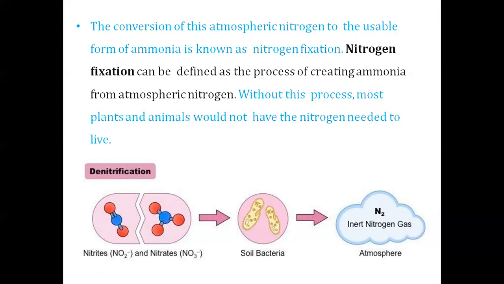It is the reverse way, you can say. This is the same concept. Without this process, most plants and animals would not have the nitrogen needed to live. If this process does not exist, living organisms are not able to utilize the atmospheric nitrogen. So this is the most important thing. In the picture you can see nitrates. Soil bacteria absorb and insert the nitrogen gas from the air.